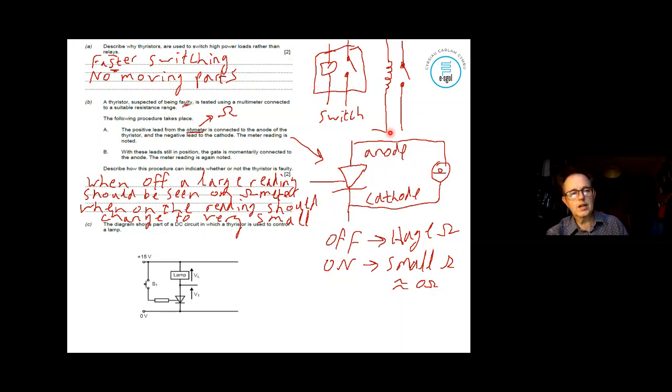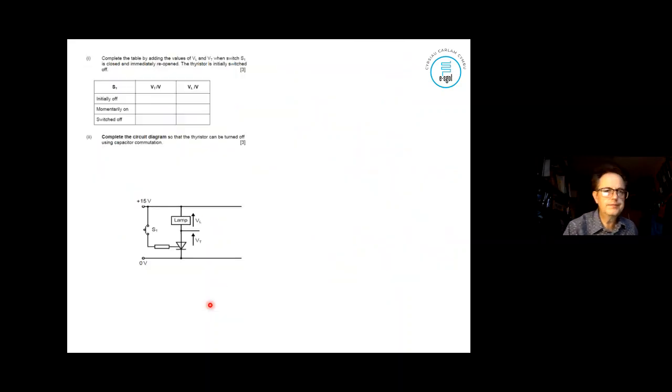Okay, so that's the testing of it. We're going to look at this one now, to see what voltage values are on this one again, just getting to know what the voltage values should be. In this particular one, it's initially switched off. Close the switch, so it's latched, and then we'll have a look at the voltages.